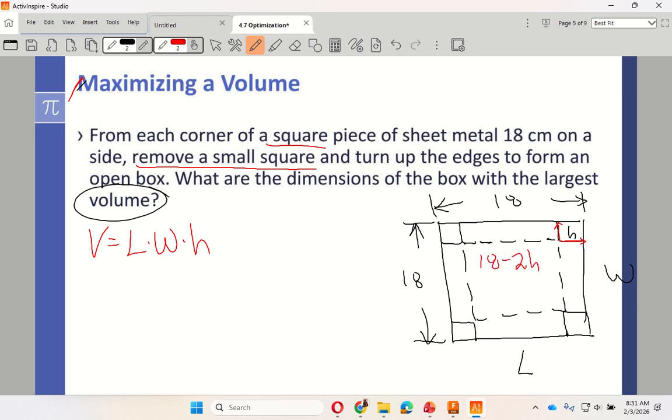Why is it minus 2h? Don't I have to cut it out from both sides? And the same thing goes for this side over here too, right?